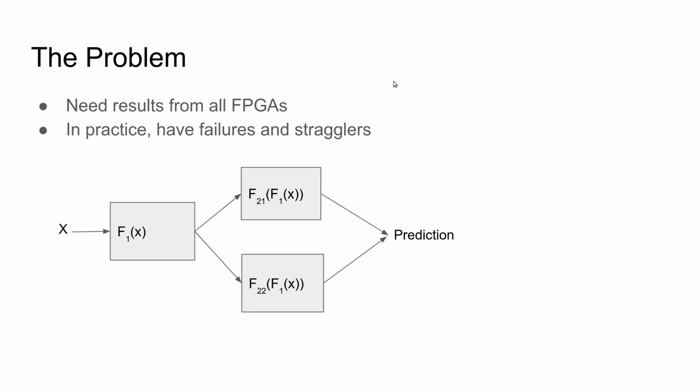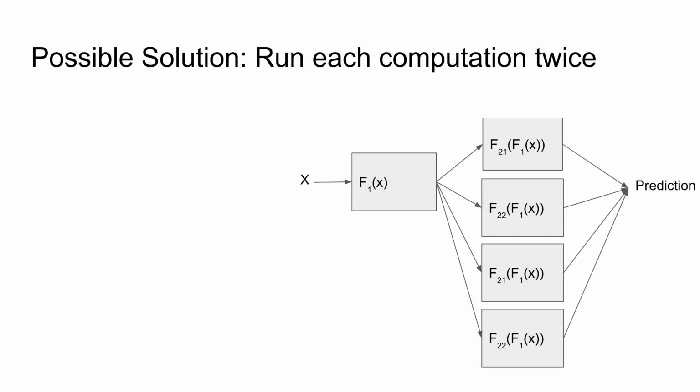The problem with this is that in order to make a prediction, the results of all parts of the model that were run on all the different FPGAs are required, and in practice, some may fail or take too long to get results. One possible solution is to run each computation twice. Now, if a single FPGA fails, there was a second FPGA computing that exact same result, and we can make our prediction using this result that was computed in the other place.